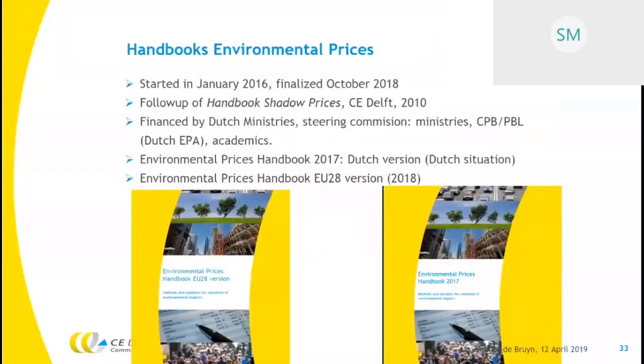Actually, this was a project that started in January 2016, and I think it was finally finalized in October 2018. And we have produced 2 handbooks there in the picture below the text. So we have the Environmental Prices Handbook 2017, which is a Dutch version, and we have the Environmental Prices Handbook EU28, and that's the EU28 version. And they differ not in methodology so much, but they differ rather in scope. So the Environmental Prices Handbook for the Netherlands reflects environmental prices that are relevant for the Netherlands, and the EU28 version reflects the environmental prices as average for the EU28.